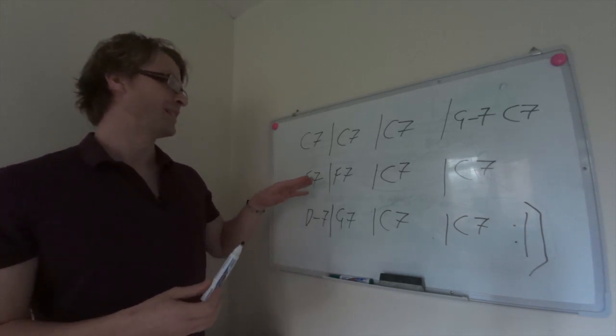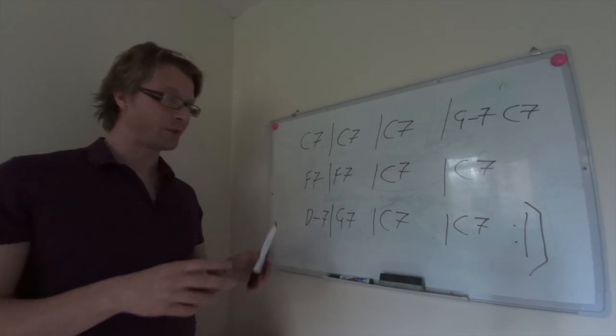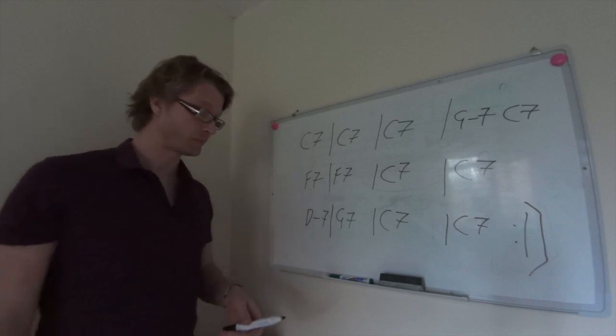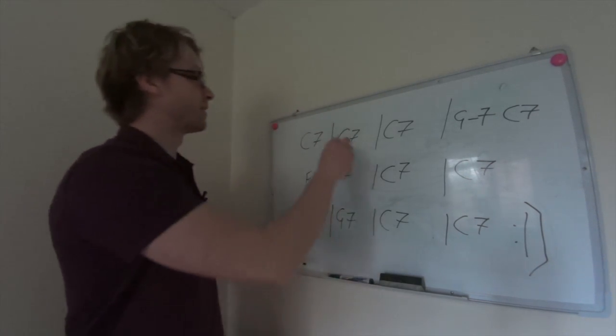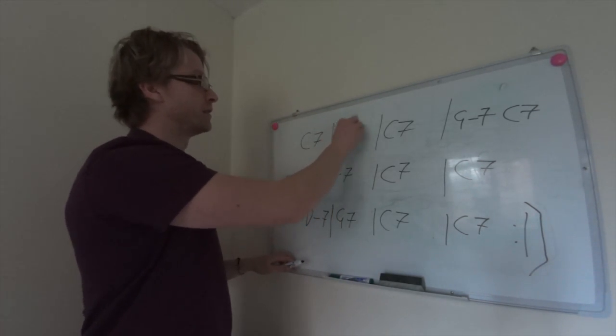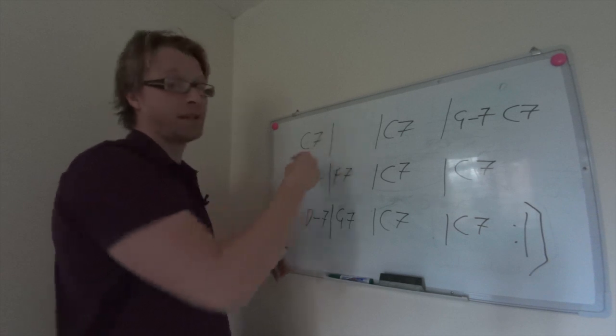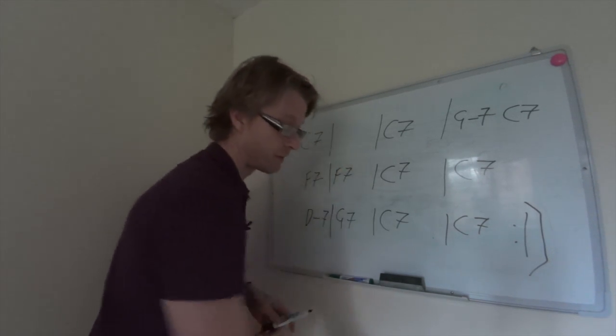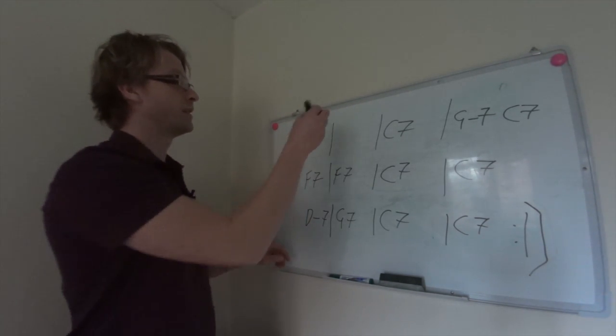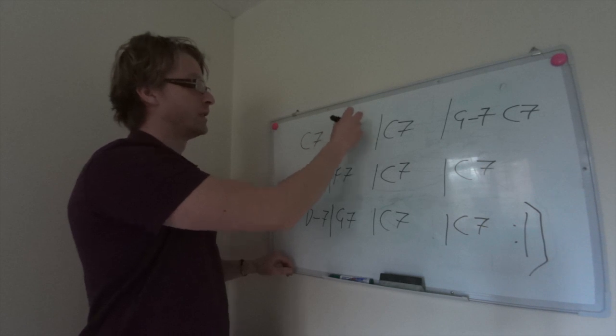Okay, now, other things that can happen in what I call a jazz blues is that the second bar here, very often, actually even in a basic blues, very often gets changed to chord number 4.